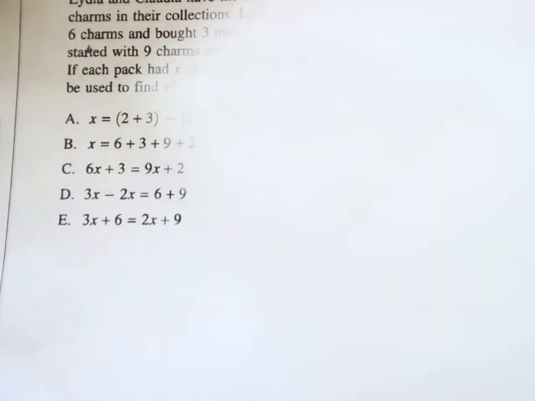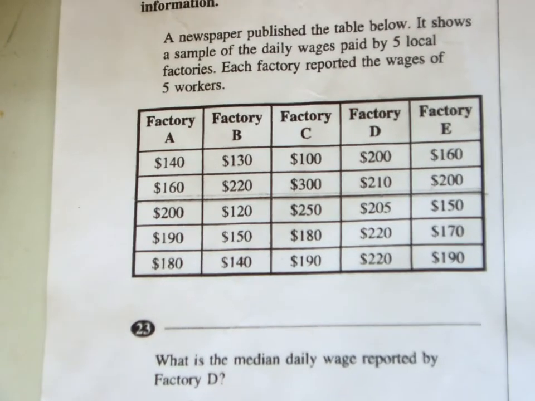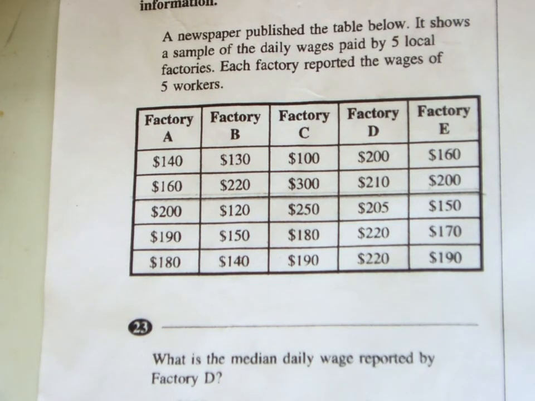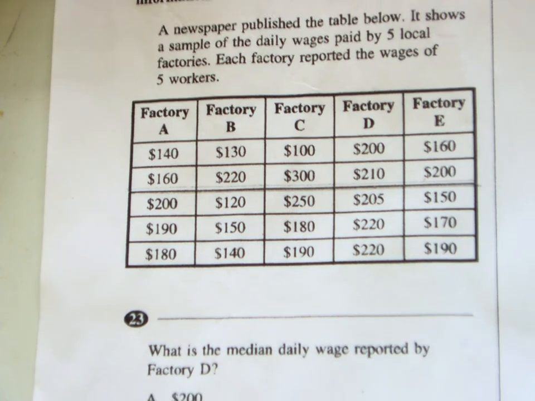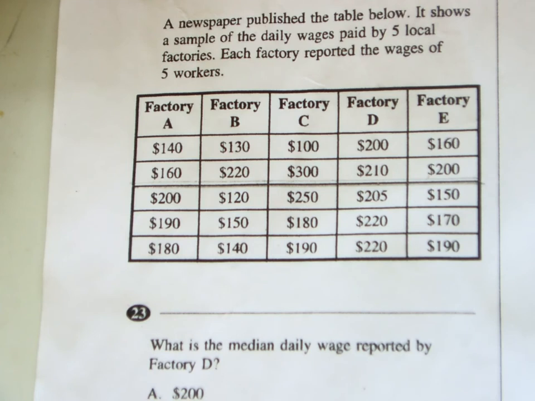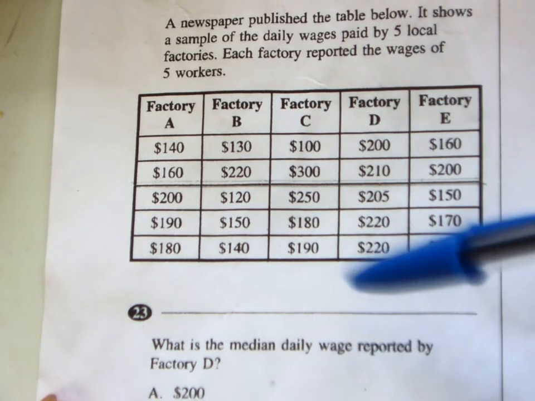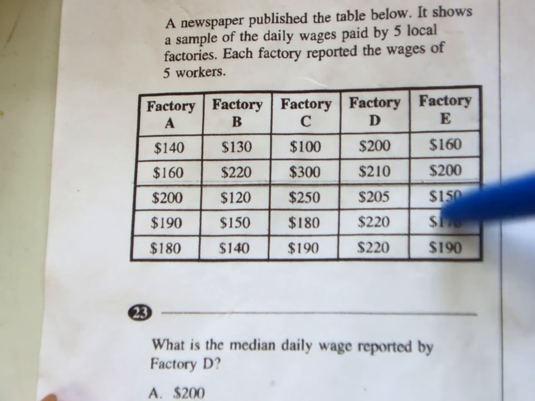On to number 23. Here we go. We have a table here, so I'll let you look at the table and read the story. I'll let you look at the question too, but I can't show you the answers without moving it. Okay, a newspaper published the table below. It shows a sample of daily wages paid by 5 local factories. Each factory reported the wages of 5 workers. So factory A gave you 5 workers, factory B gave 5 of theirs, factory C 5 of theirs, factory D 5 of theirs, and factory E 5 of their workers. That's their salaries.